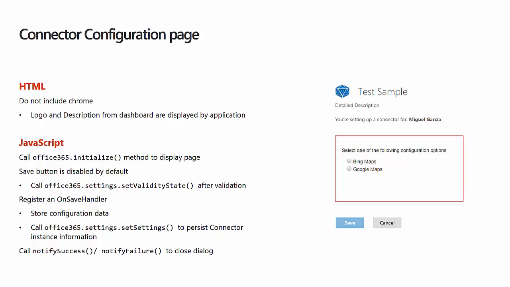And lastly, your page must call either notify success or notify failure, which then tells the containing application, close the dialog. If it's success, it'll then refresh the list of connectors. If it's a failure, it won't. It'll just understand that I shouldn't expect anything further from my page.